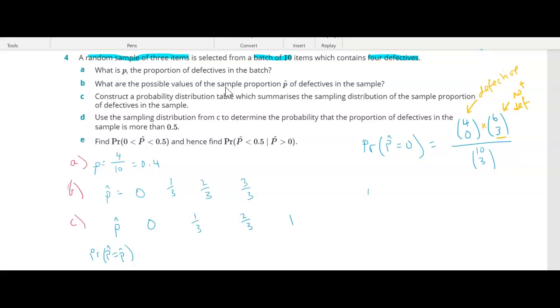All right, let's do 1/3. So this time we're choosing, oops, no, I did that right, sorry. 1 defective and 2 not defective out of 10 choose 3. And you get the gist. Now, this isn't going to be symmetrical because we've got different numbers of defective and not defective, so we are going to have to do all of them. 4, 2, 6, 1.